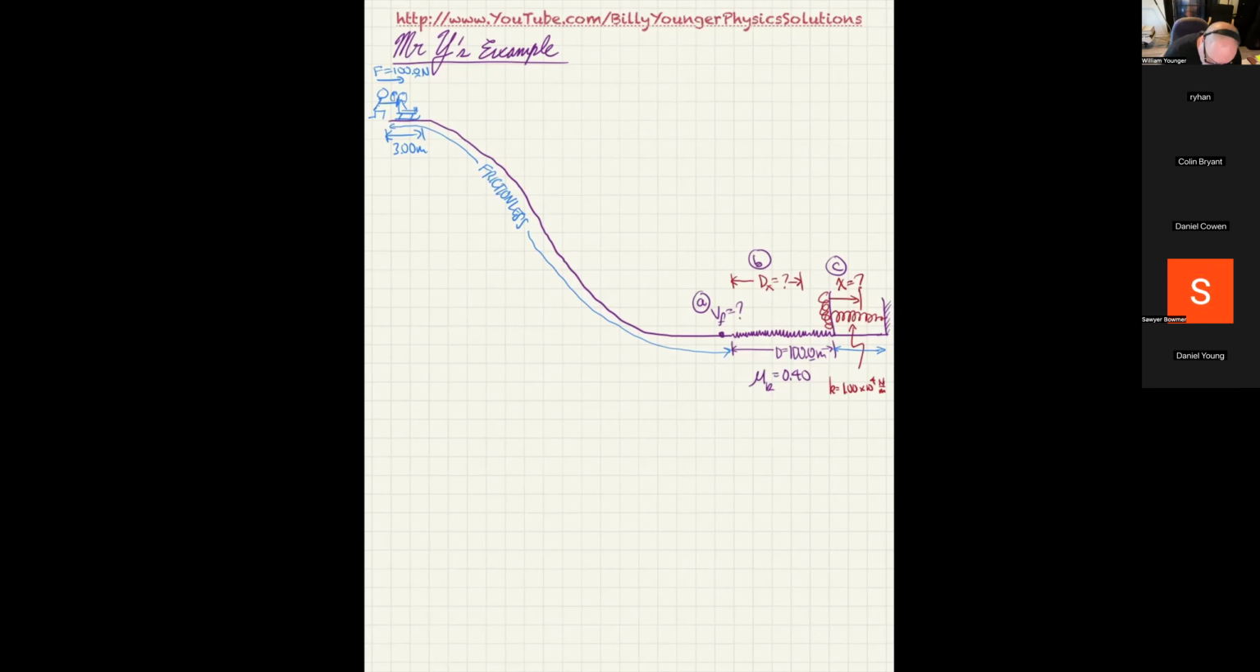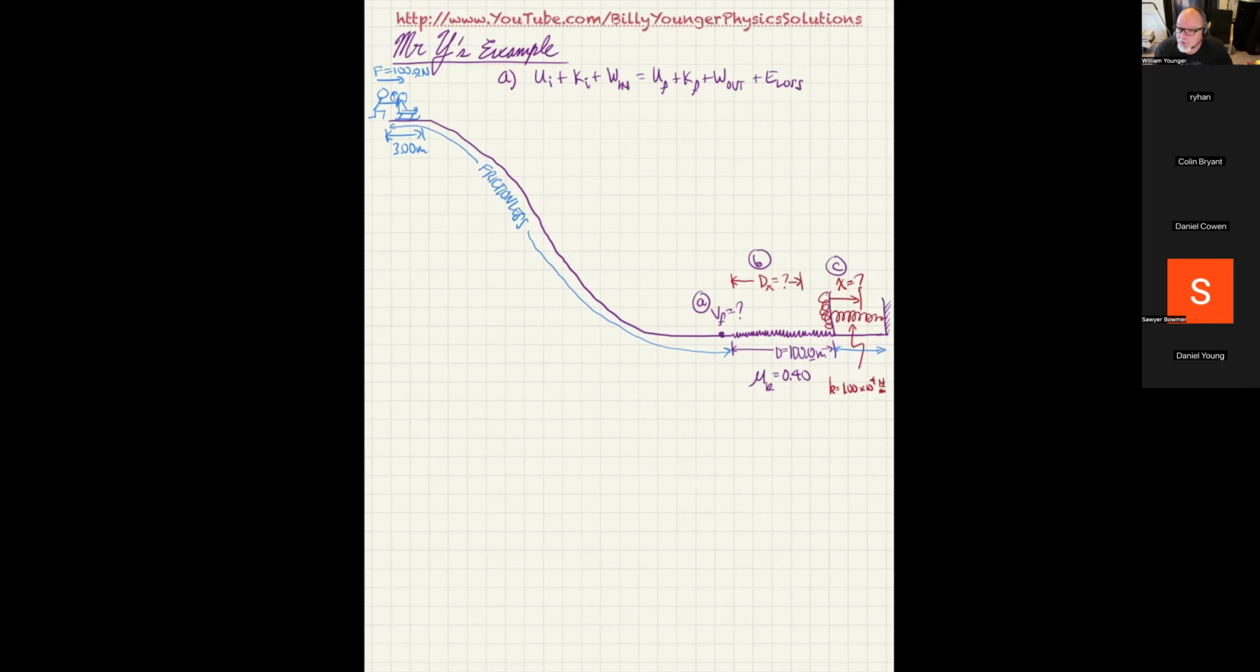So for starters, I'm going to start with part A, and I'm going to use my equation that I just taught you. That's U initial plus kinetic energy initial plus work in is equal to U final plus kinetic energy final plus work out plus E loss. Again, you can have multiple terms for E loss. You can have multiple terms for work out. You can have multiple terms for W in.